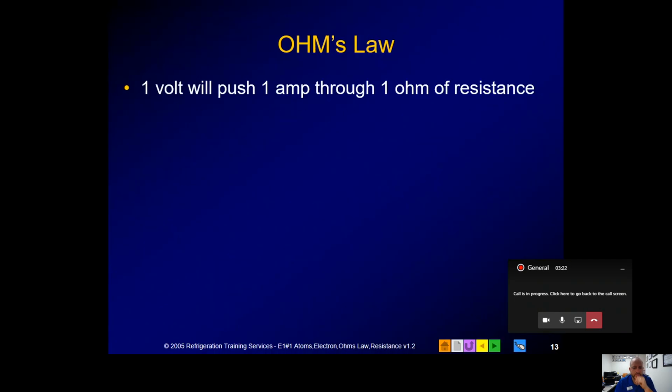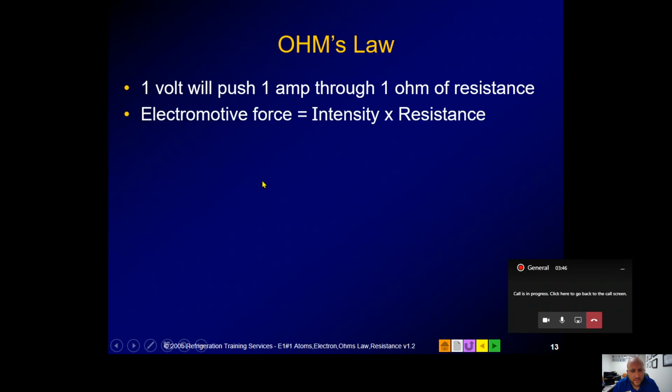All right, so kind of introducing you to Ohm's law. And this may not be exactly where we start in lab, but it will be probably our second lab. So we probably won't get to it during the first lab, but we will get to it through the second. So it's something you're going to need to know pretty soon. 1 volt will push 1 amp through 1 ohm of resistance.